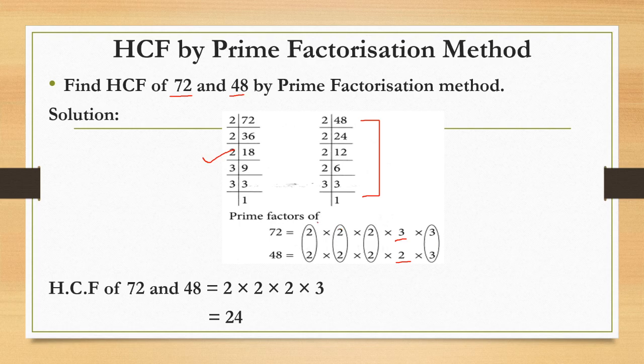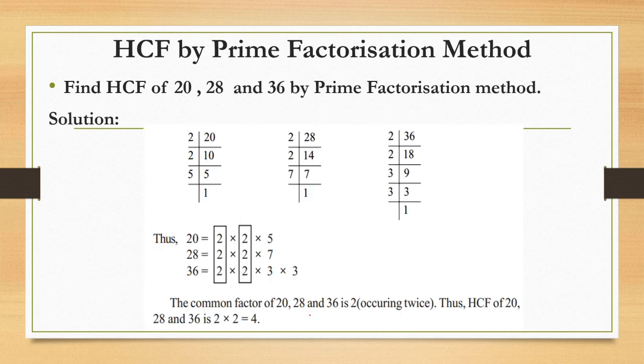Now whatever we have circled, we have to write these values in multiplication. After multiplication we got 24. 2 into 2 is 4, 4 into 2 is 8, 8 into 3 is 24. So the HCF of 72 and 48 is 24. That's how you will find the HCF of given numbers. Now we will discuss the prime factorization method to find the HCF of three numbers.